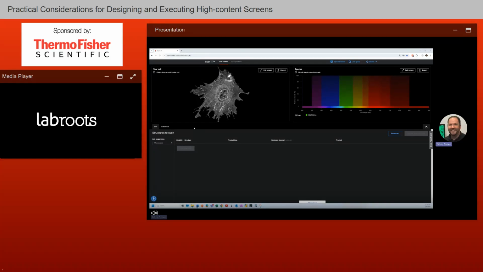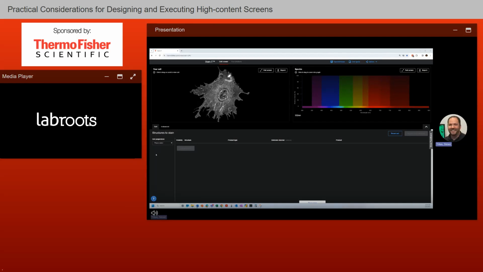When you open the page, you will see three windows. The cell pane shows you a depiction of what the cell will look like when the stains are applied. The spectra pane will show you the fluorescent spectra as excited by the light source, and the structures pane is where you'll make your selections. You typically start in the structures pane and make selections by progressing from left to right. Let's get started building a kit.